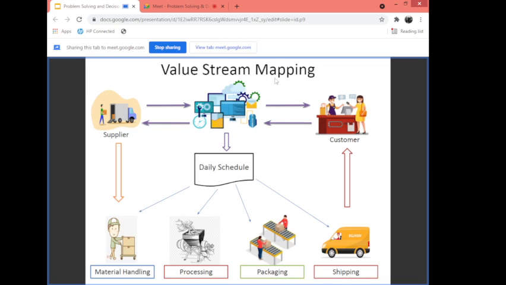And you have to do value stream mapping. Bottom line is the customer. Customer is like king or queen, because you have to take care of these guys.